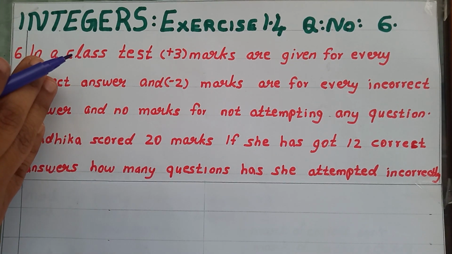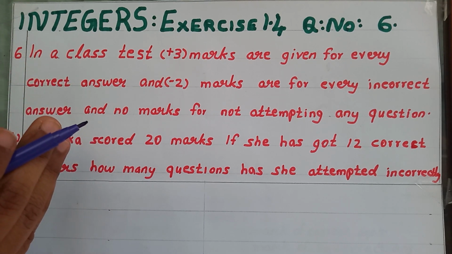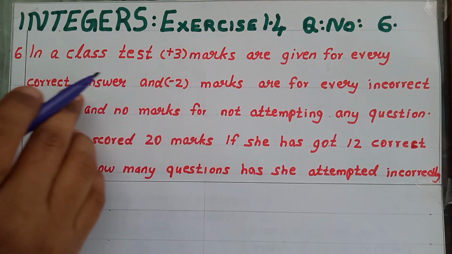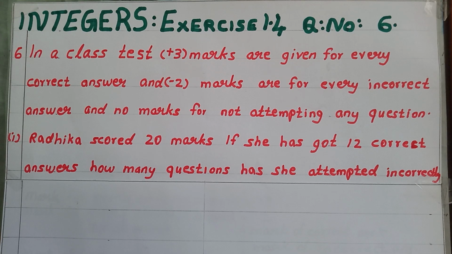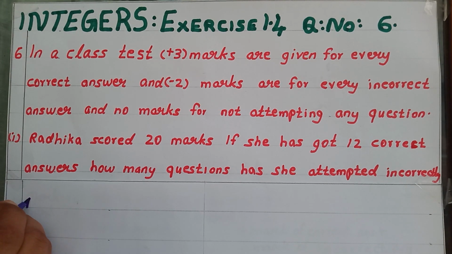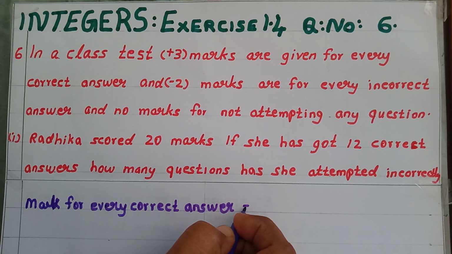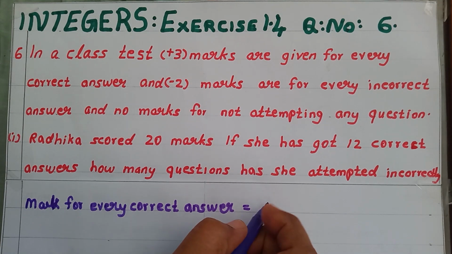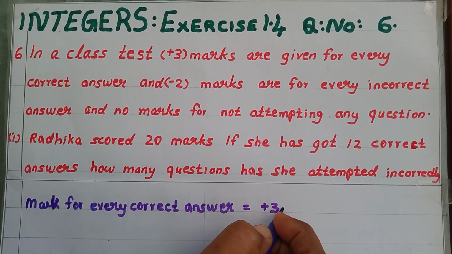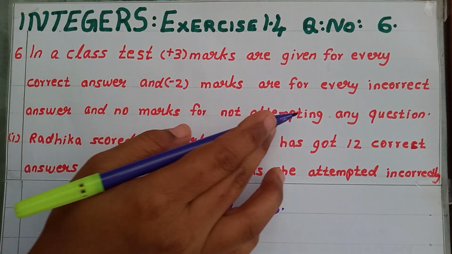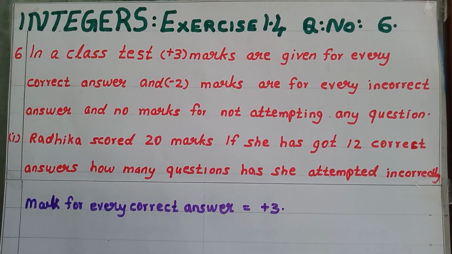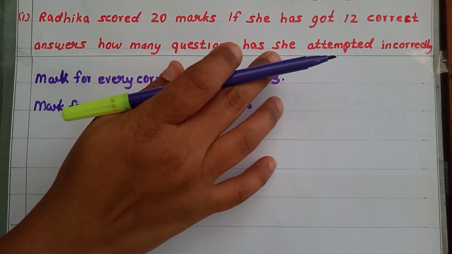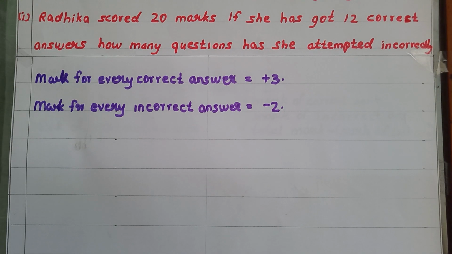Okay, first we are going to write down the data given here. First, mark for every correct answer is equal to plus 3. Second, mark for every incorrect answer is minus 2. Now we are going to find the number of incorrect answers.